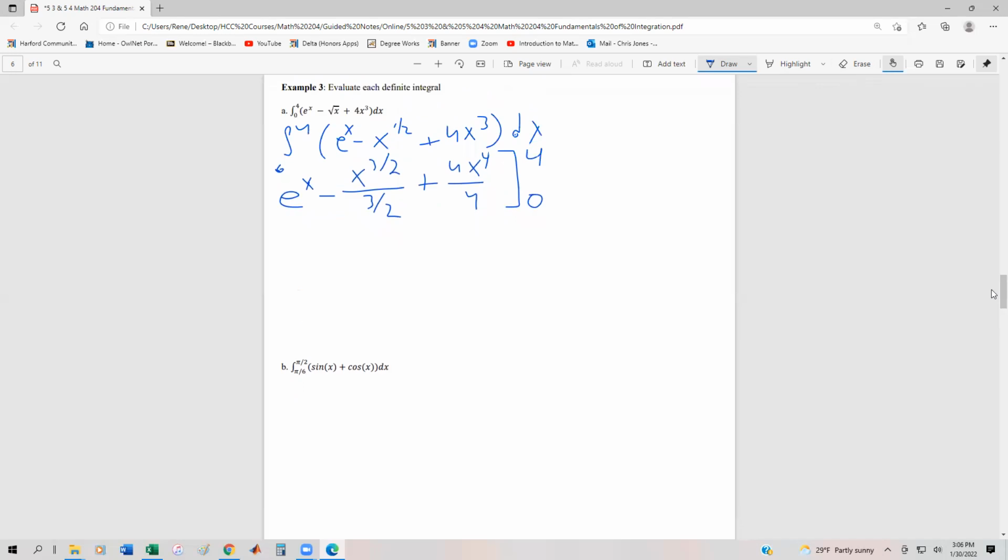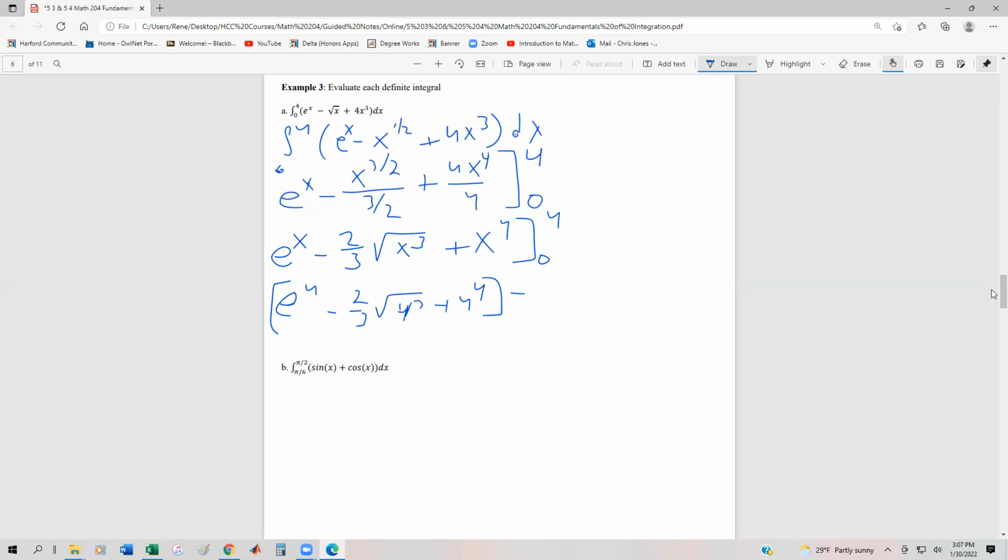Now we're going to simplify this before applying the fundamental theorem of calculus. We get e to the x minus 2/3 square root of x cubed, and then finally x to the 4th, from 0 to 4. Now we substitute 4, substitute 0, and subtract. We get e to the 4th minus 2/3 square root of 4 cubed plus 4 to the 4th. And then we subtract out what we get when we substitute 0.